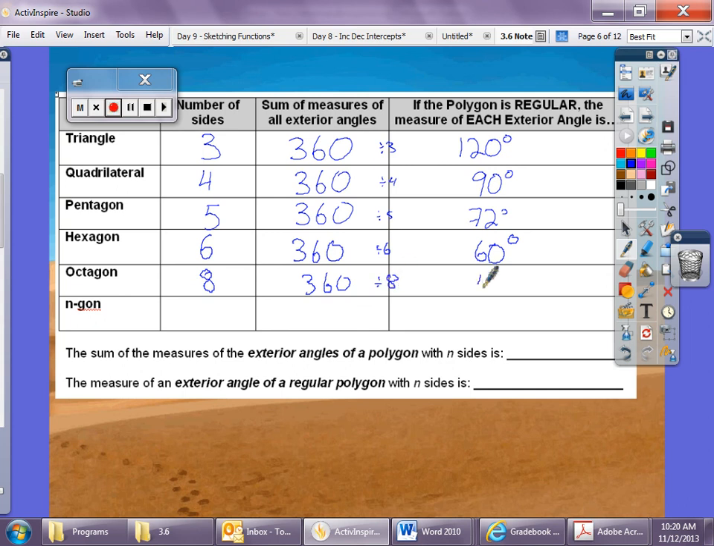We get 45 degrees. An n-gon, alright, so the number of sides is n. The sum of the measures of all of them is always 360 degrees. We divide it by n, so we get 360 divided by n. So the sum of the measures of the exterior angles is 360 degrees, and each exterior angle is 360 degrees divided by n.